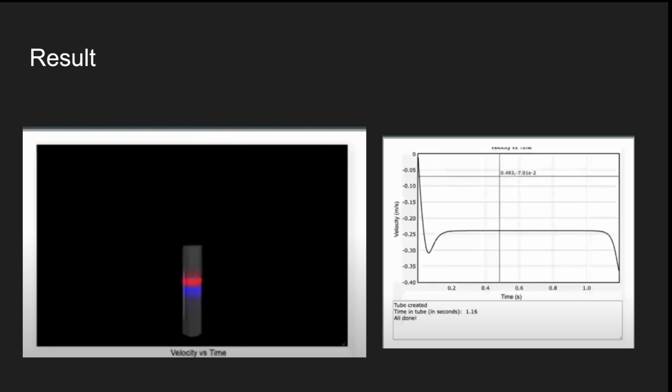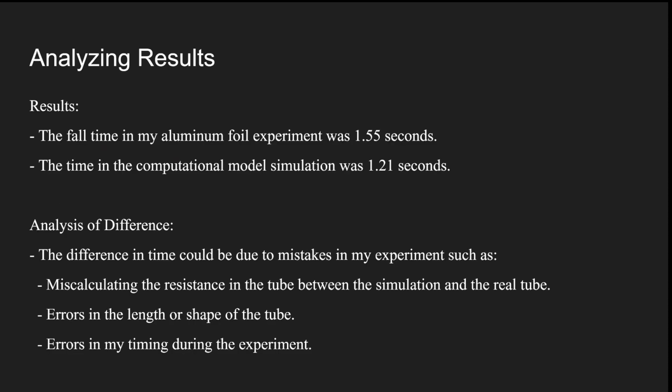Now let's analyze what I found and explore the implications. As I mentioned earlier, my experimental time average was 1.55 seconds with a standard deviation of 0.03 across 5 trials. My computational model predicted 1.21 seconds. The difference of 0.34 seconds is significant and warrants further investigation.